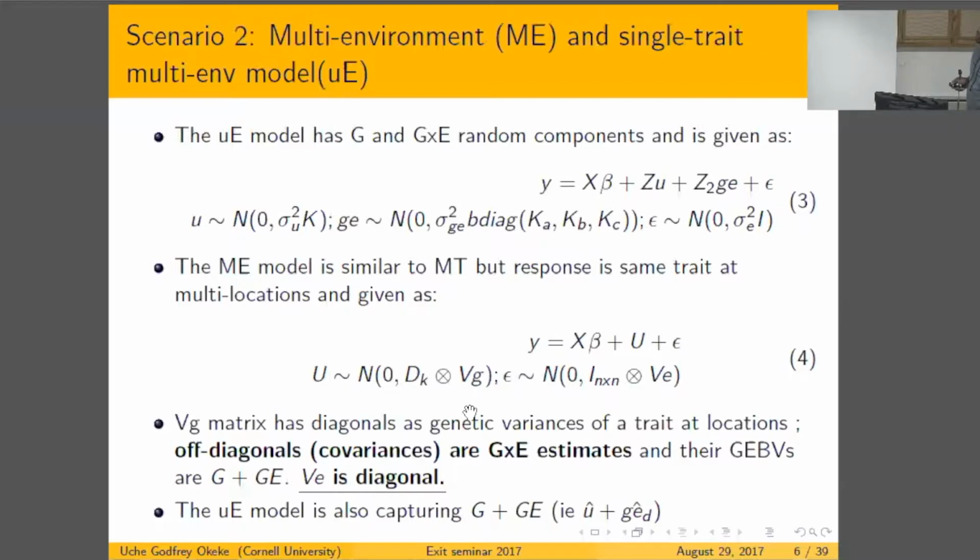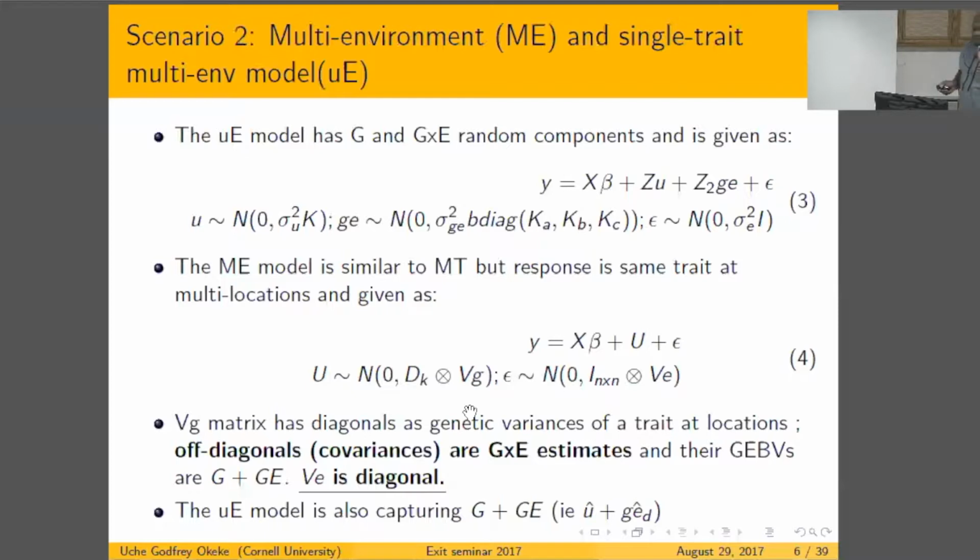In the multi-environment model, we use the same trait in different locations. It's just like the multi-trait model, but there are some subtle differences. One of the differences is coming from this VG matrix. In this matrix now, we capture the genetic variance of the same trait at different locations in the diagonals, and then the off diagonals, we capture estimates of G by E as the covariances. So the GEBVs from this ME model contains both genomic and G by E parts. And the VE is diagonal.